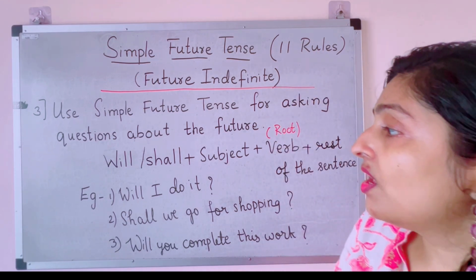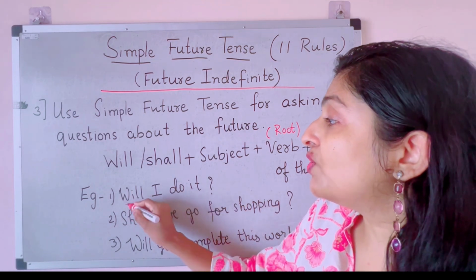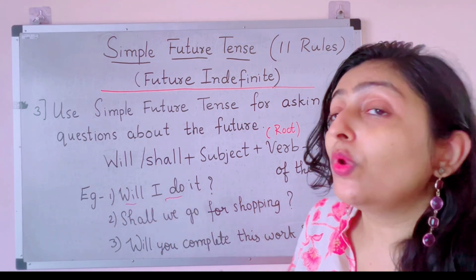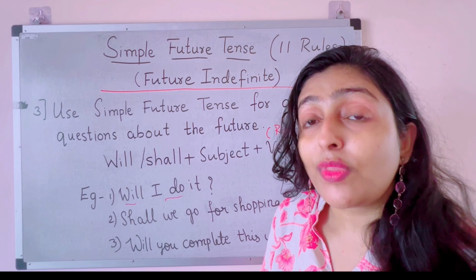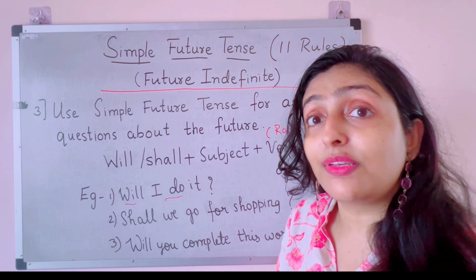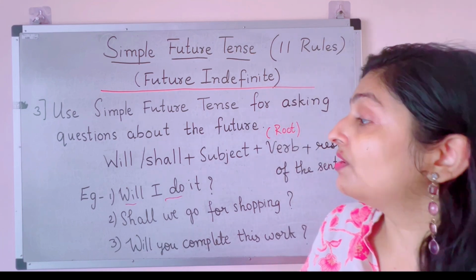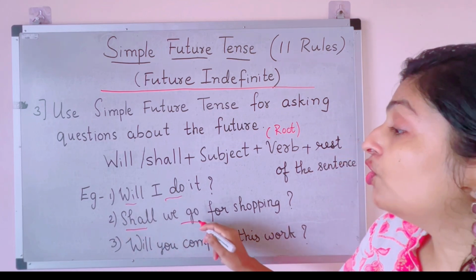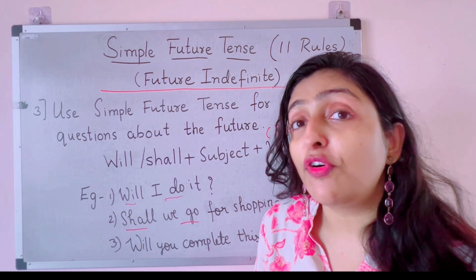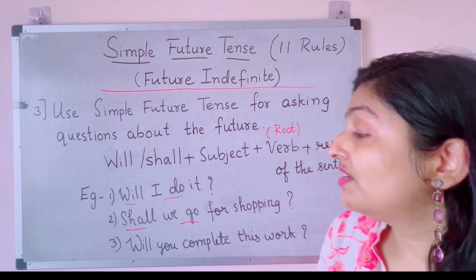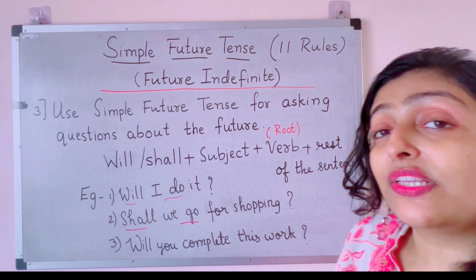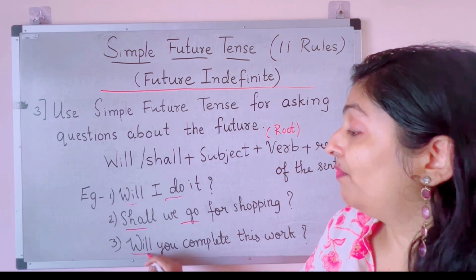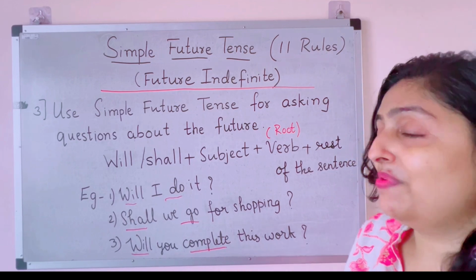Let's have a look. Will I do it? So this is the verb. Will you do it? Will you complete the task? Will you let me do it? Shall we go for shopping? Shall go. Shall we go for a cinema tonight? Will you complete this work? Here, will and complete.